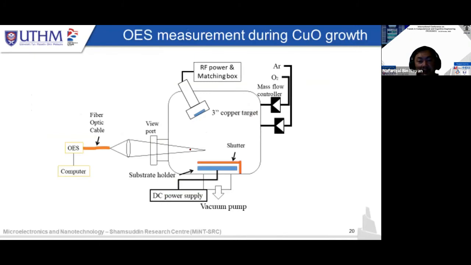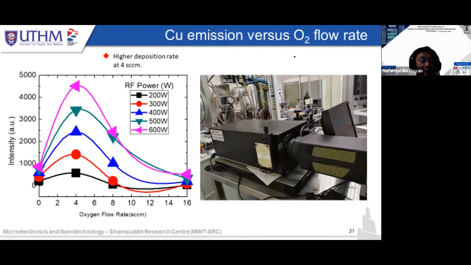So this is the difference. We can also capture the OES during the growth of copper oxide, and you can see a similar trend. This shows that there is an optimum value of oxygen that we should use in order to optimize our thin film. We can have a high deposition rate at 4 SCCM.